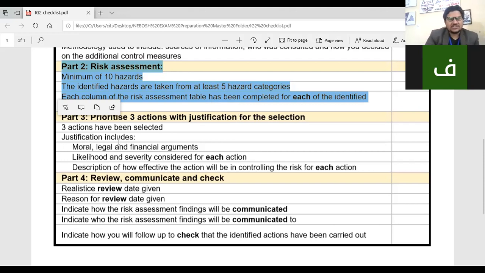Now, that justification includes, how are you going to justify these 3 actions? They have defined the criteria. You have to give justification that those actions are important in the shape of moral, legal, and financial arguments. Likelihood and severity considered for each action. And for likelihood and severity, what is the criteria, based on what factors you need to decide? The number also. Description of how effective the action will be in controlling the risk for each action.